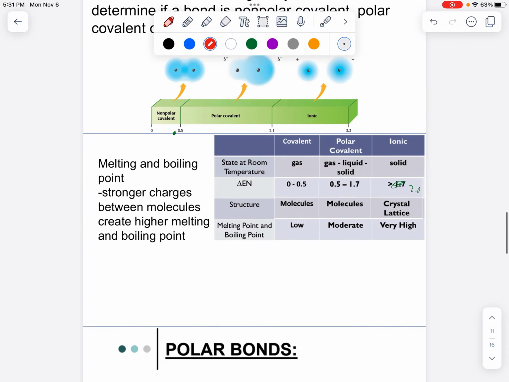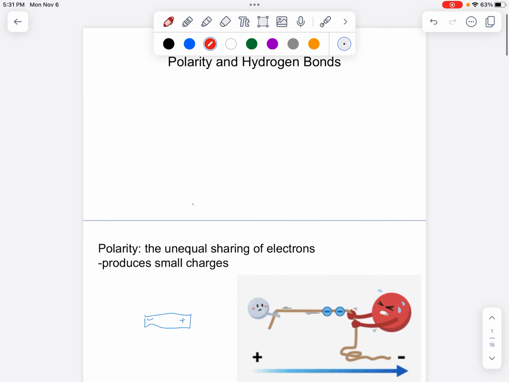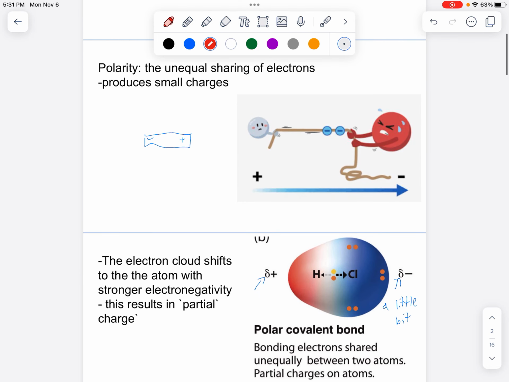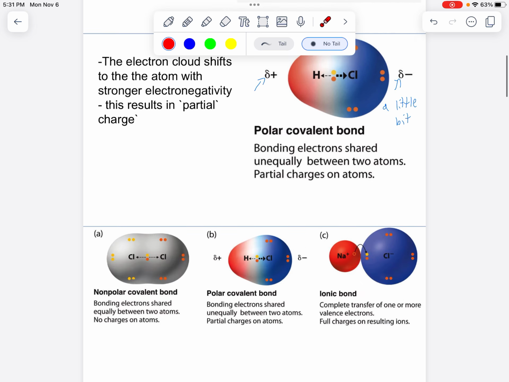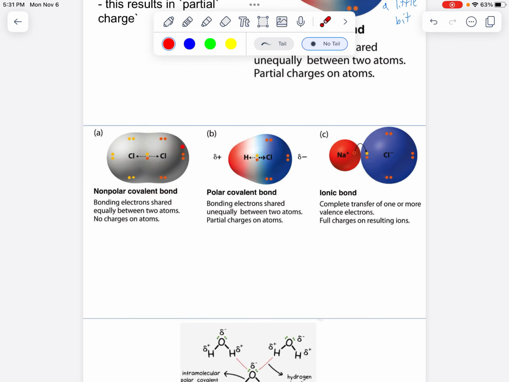Okay, so that's the idea behind polar molecules, all right? So the key part is that you understand the electrons are not being shared equally. This creates some positive and some negative. The negative is on the side that's more electronegative, stronger at pulling electrons. Anything that's the same is going to be nonpolar. Anything that has a big difference is going to be polar. Anything that has a really big difference, metal and nonmetal, is going to be ionic.